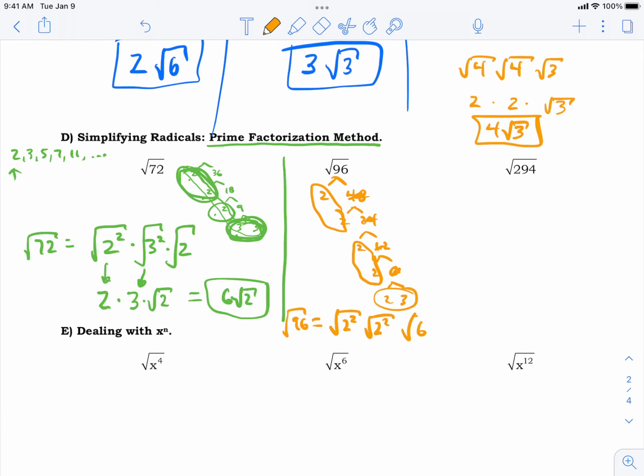2 times 3 is 6. So notice that you've got radical 2 squared is 2. Radical 2 squared is 2. Radical 6 is what it is. And so your final answer is 2 times 2 is 4, radical 6. And that's what you get for that one.